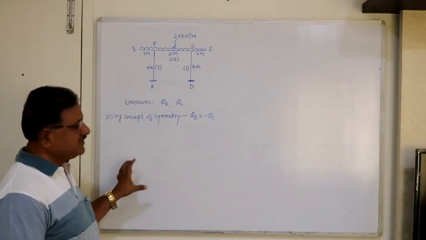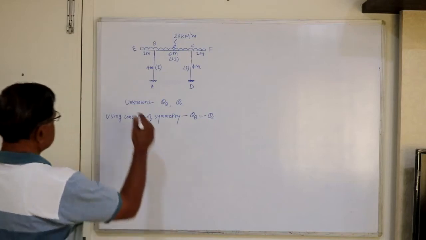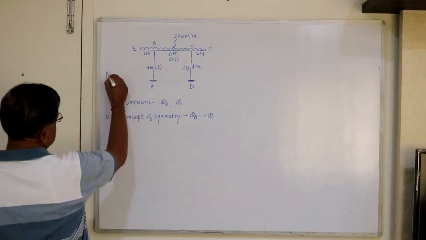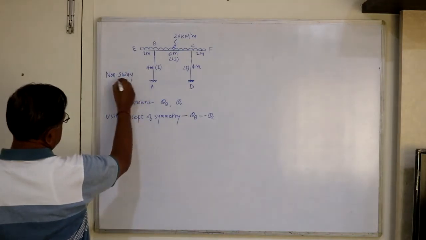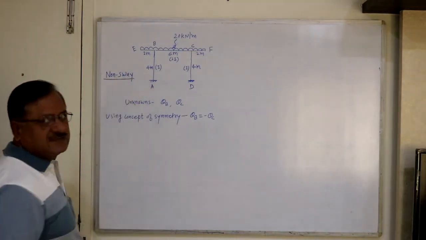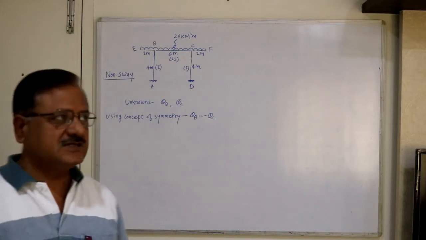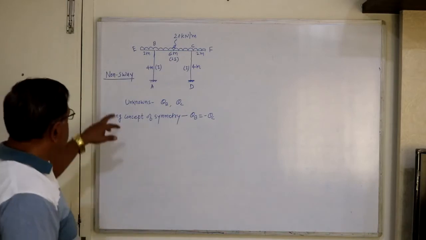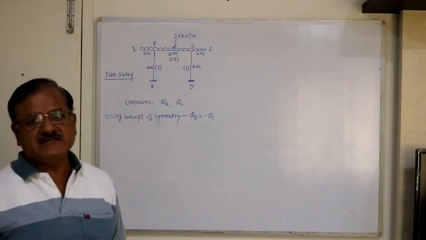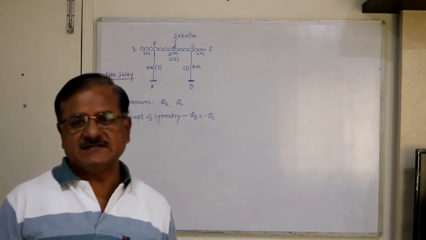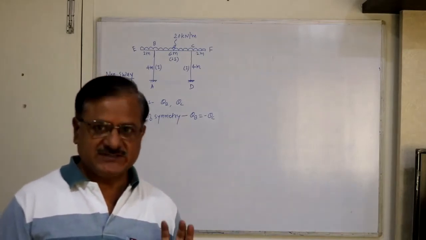So as usual, because this is a non-sway type frame, first of all, we have to identify the type of frame. So this is non-sway type frame. Now the analysis of non-sway type frame is to be carried out exactly similar to the continuous beams.